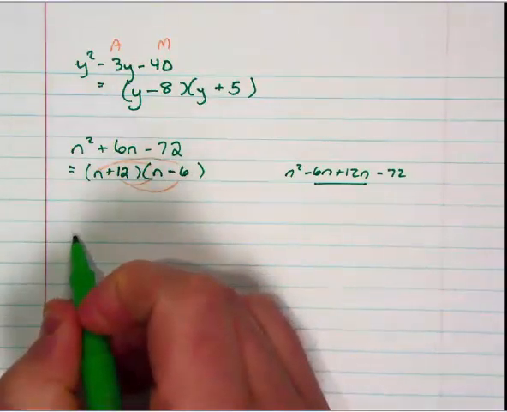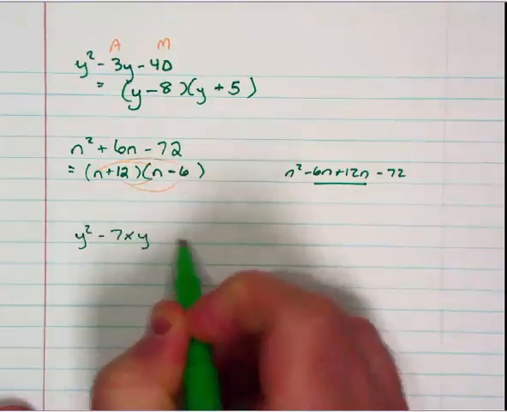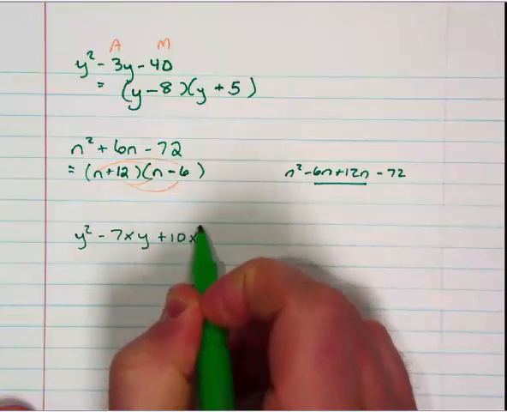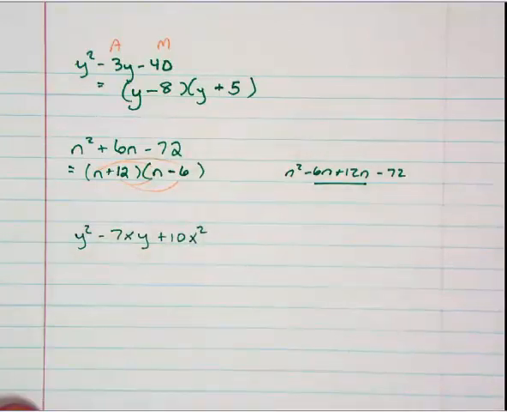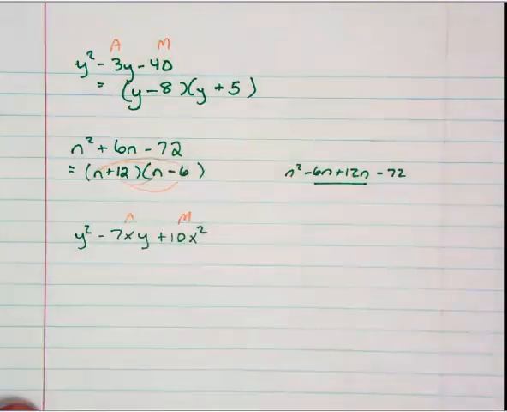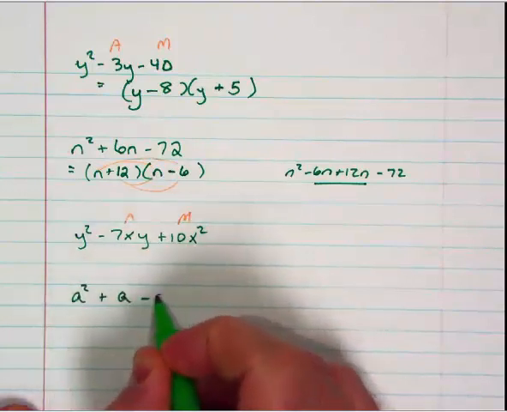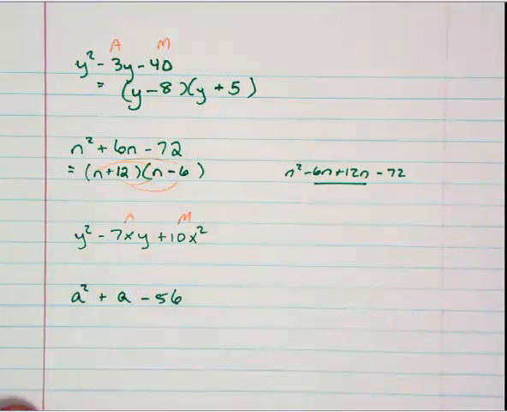And lastly, if I were to do y squared minus 7xy plus 10x squared, what do you think about that? This one's a little bit trickier, but it does keep the same basic ideas. I need numbers that multiply to this and add to this. I'm going to ask you to do a squared plus a minus 56. Okay, pause it.